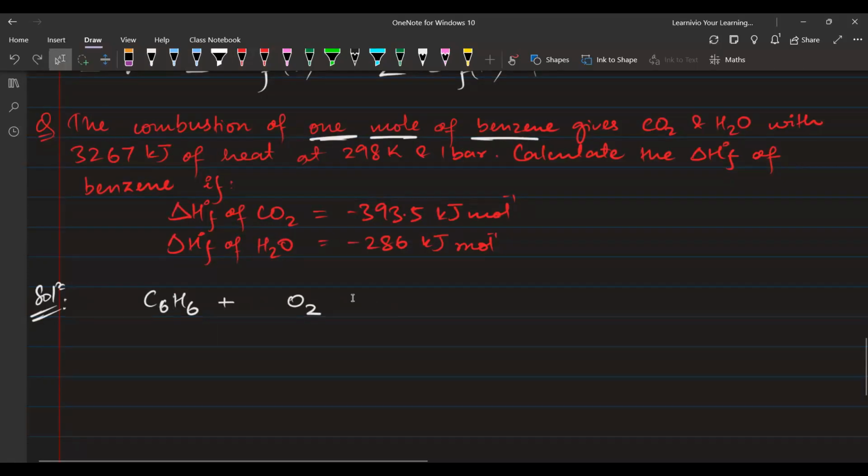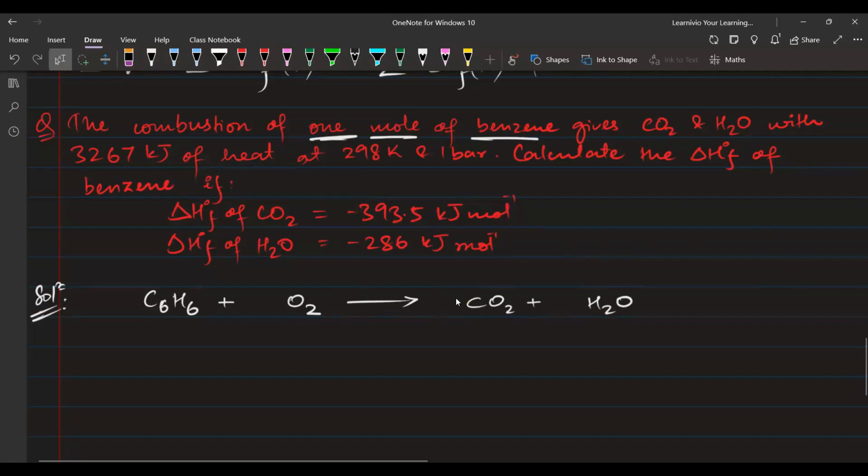So where did O2 come from? Because they have said combustion. The combustion reaction happens only with oxygen atoms, right? It gives what? CO2 and H2O. Now, we're going to balance the carbons and the hydrogens.